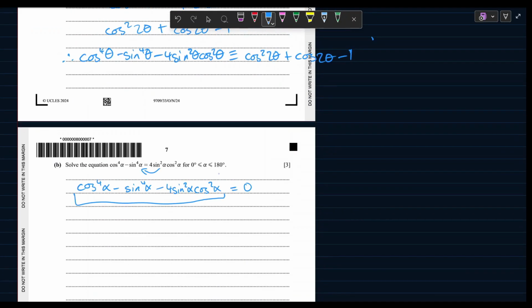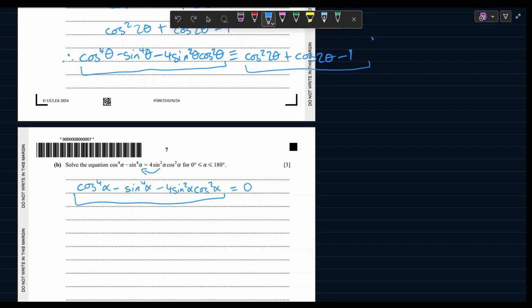Part B says solve the equation cos to the 4 alpha minus sine to the 4 alpha is equal to 4 sine squared alpha cos squared alpha. Okay, so this is essentially cos to the 4 alpha minus sine to the 4 alpha. Let's move this to the left. That's minus 4 sine squared alpha cos squared alpha, and this would be equal to 0. Notice how this expression is pretty much our identity from over here. It's the left hand side of our identity. So we can rewrite this using the right hand side, and they've just replaced theta with alpha.